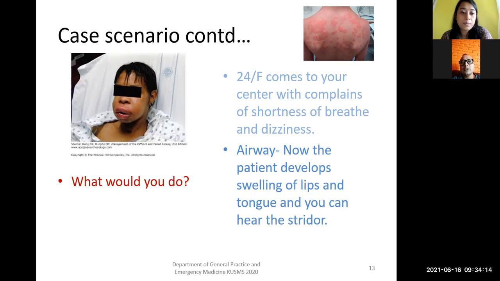So let us continue with the case. Now, after giving all these preliminary medications, when you assess the airway of the patient, you find that the patient develops swelling of the lips, tongue, and the patient has some stridor. Now, this is the new development in the patient. So, what would you do next? You can pause the video and try to come up with your answer.